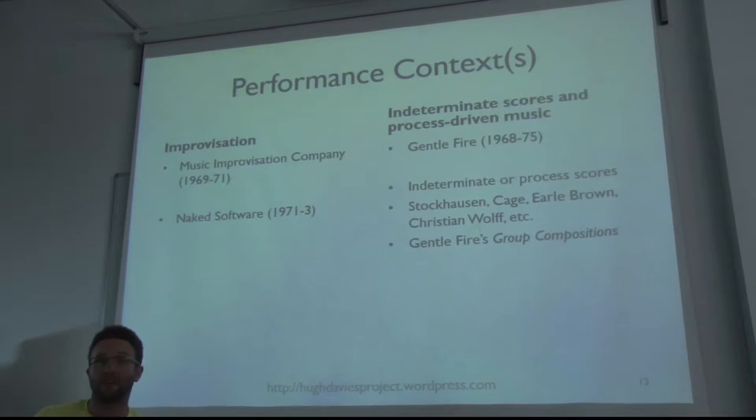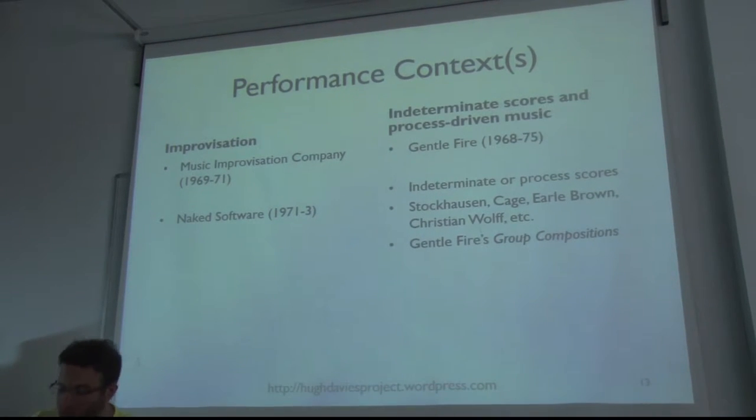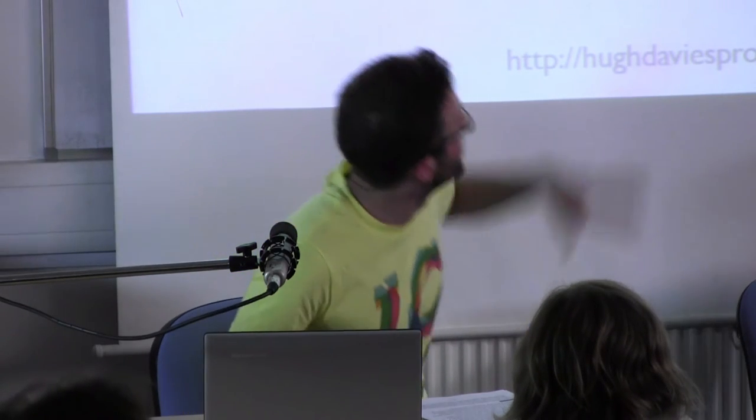So you can see some of the composers. Gentle Fire's repertoire included several group compositions, which were process pieces devised collectively by the members of the group. So as a very basic example of an algorithmic type process, Group Composition 5 involved rolling dice during the performance to determine musical events and electronic processes. And as those of you familiar with the work of the other composers shown will know, there are processes that can be thought of as algorithmic involved in those works as well.